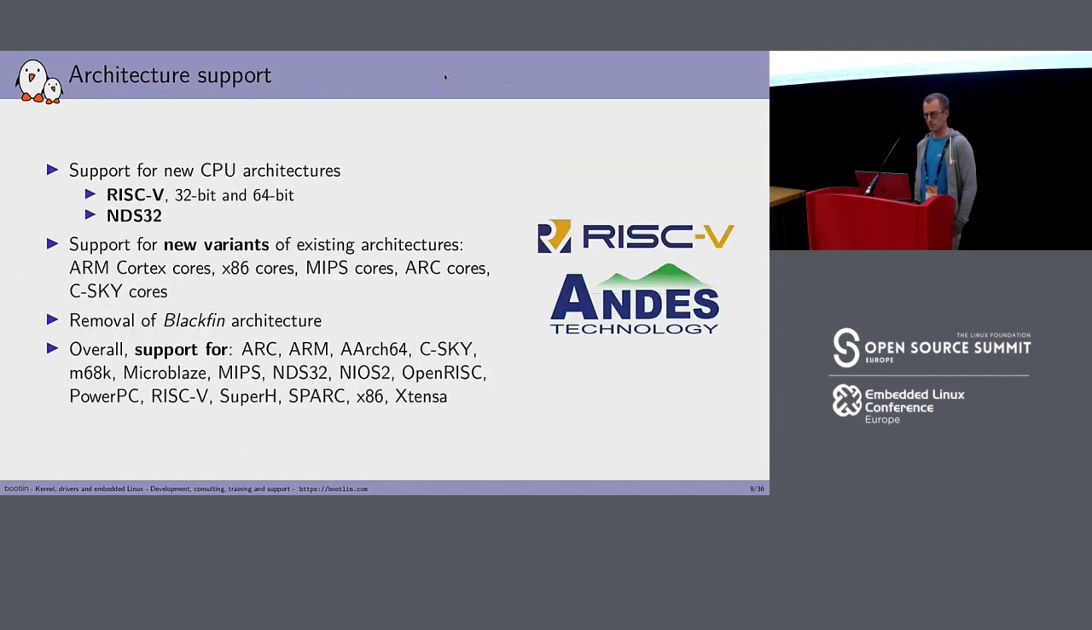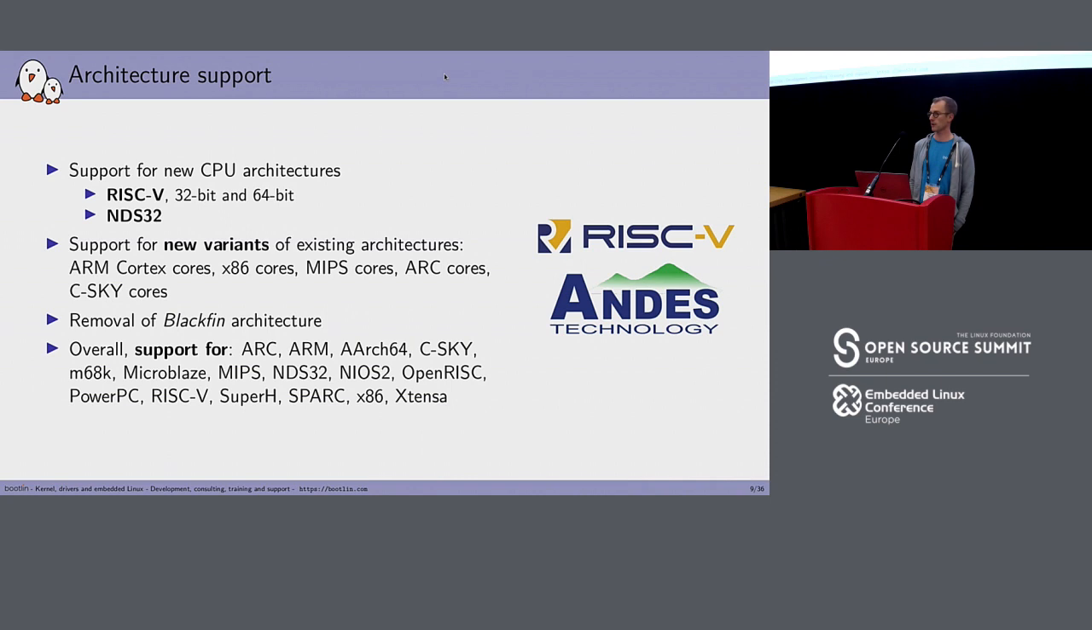Architecture support, of course, we've followed the train of RISC-V appearing, so we have support for RISC-V 32 bits and 64 bits, supporting glibc on both of those bitness, and I think musl on the 64-bit variant. The NDS32 architecture was also added. It's an architecture designed by a company in China. So both of these architectures have been added, and people are working on fixing build issues that fall out from the addition of these architectures. We've added support for new variants of existing architecture, like the new ARM core, the new x86 core, simply following the new CPUs that come up from existing vendors.